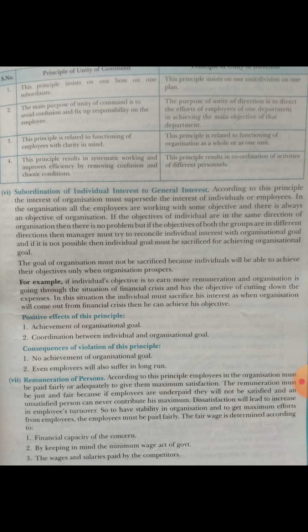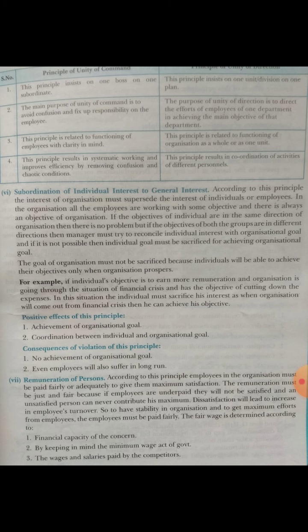What are the positive effects of this principle? Achievement of organizational goal. Okay, if we are following this principle, then we can achieve the organizational goal. And there will be coordination between individual and organizational goal. Now, the consequence of violation of this principle is no achievement of organizational goal. If there is conflict between the individual and organizational goal, then the goal of the organization will not be achieved, and even the employee will suffer in the long run. Clear? Next principle is the principle of remuneration of personnel.